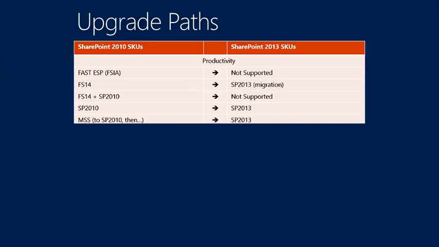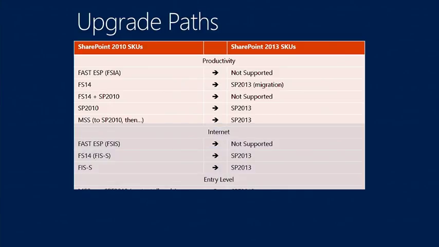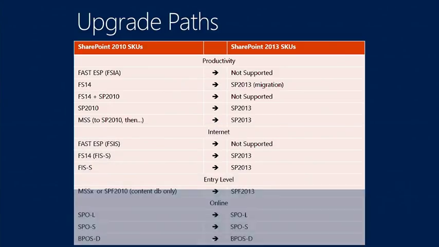You really can't upgrade. You're talking about a customized migration that's going to require an engagement with somebody that knows a lot about FAST to be able to help you do that. Pure SharePoint 2010 goes to 2013 very easily. And again, I'll show you that in a few minutes. If you're running Microsoft Search Server, then your only approach is to go to SharePoint 2010 and then upgrade to 2013. There is no Search Server platform. And just to expand this out, there is no Microsoft Search Server 2013 version.